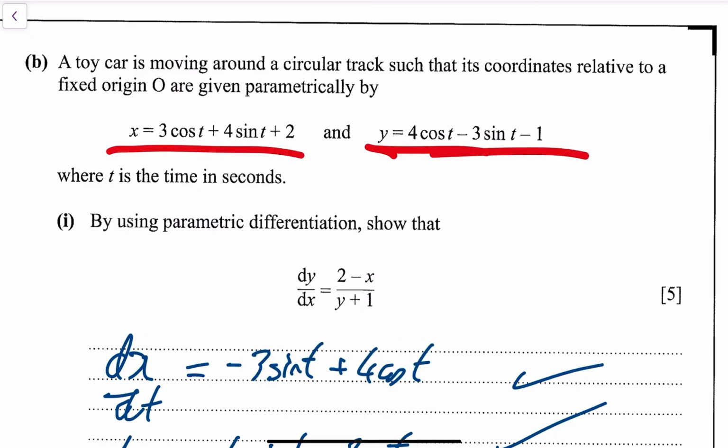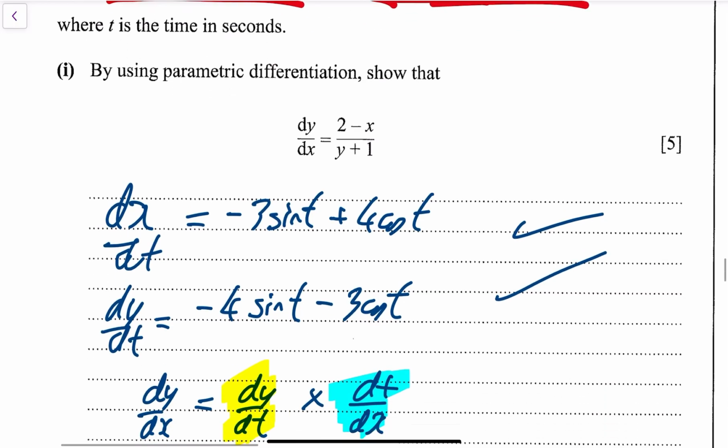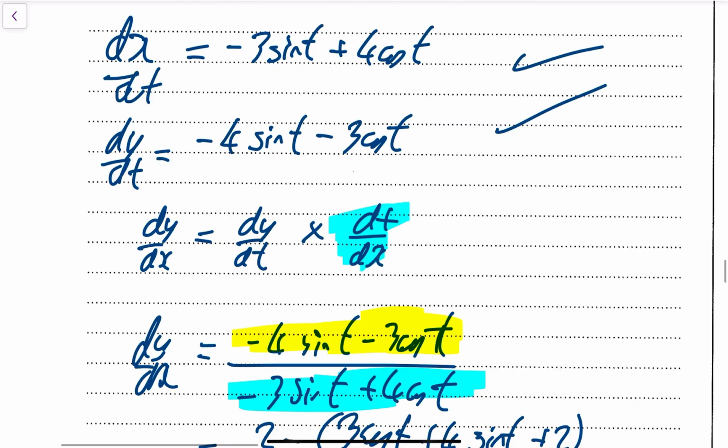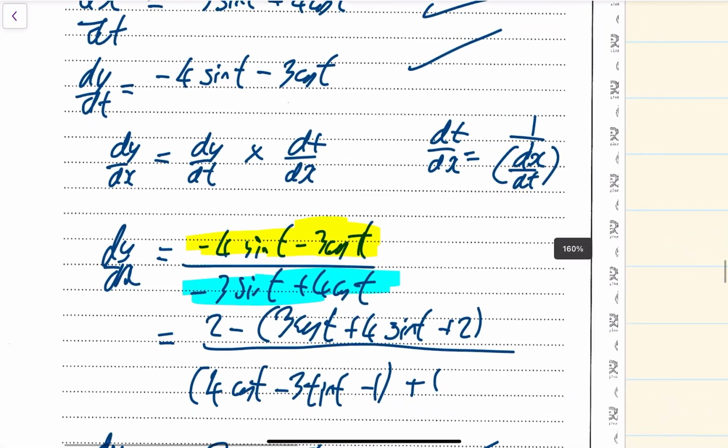Right, differentiate first of all, do your dx by dt, and that gives you minus 3 sin t plus 4 cos t. Differentiate your y, that gives you minus 4 sin t minus 3 cos t. Now what parametric differentiation is about? It says dy by dx equals dy by dt times dt by dx. So that is your y1, dy by dt, divided by the x1, because remember, dt by dx is just 1 over your dx by dt. So that's where that comes from. So you've got your dy by dx, right?